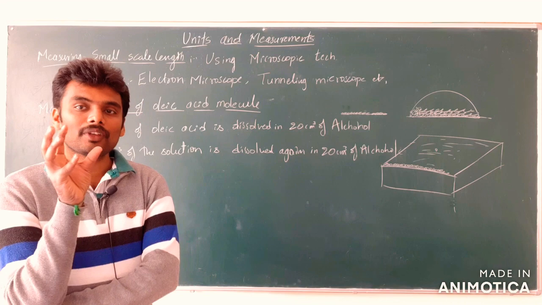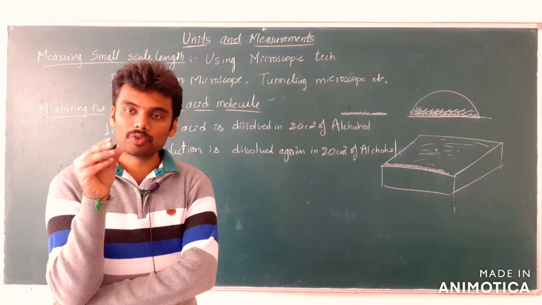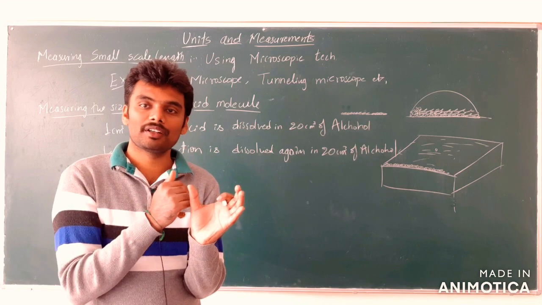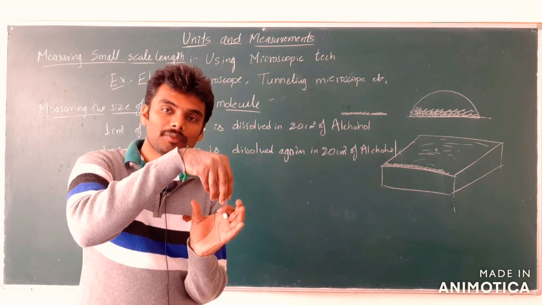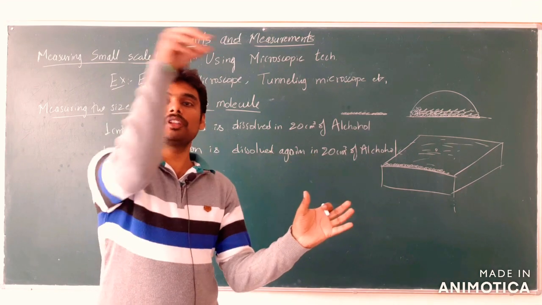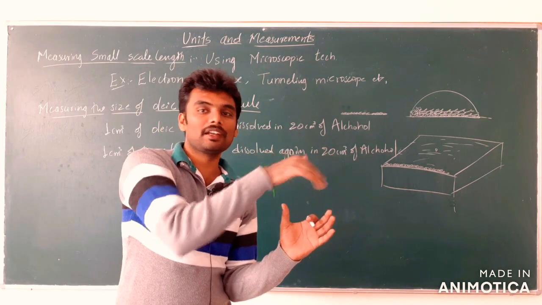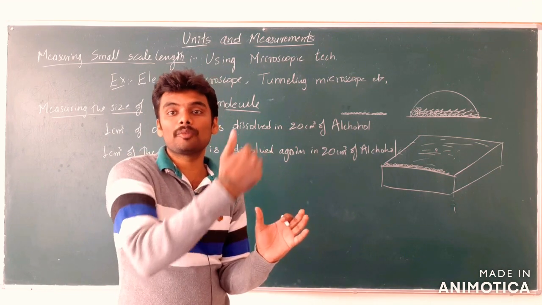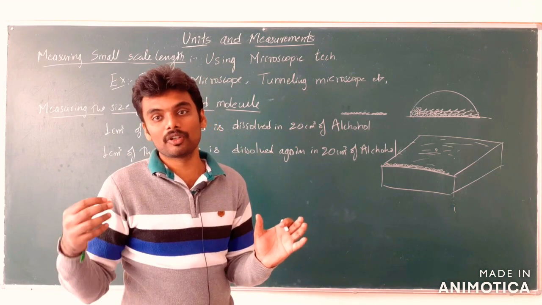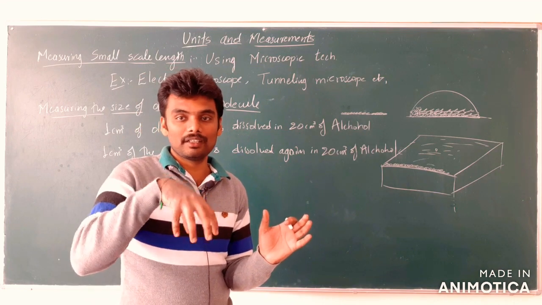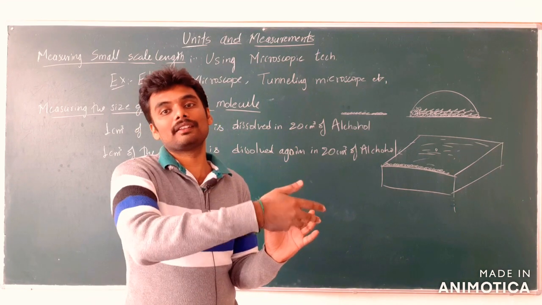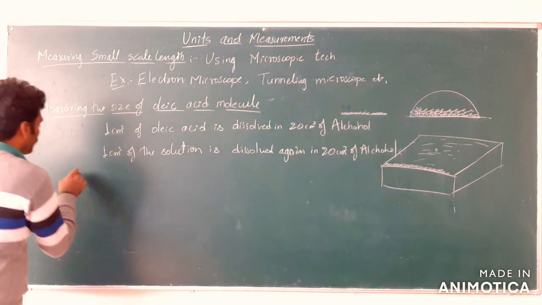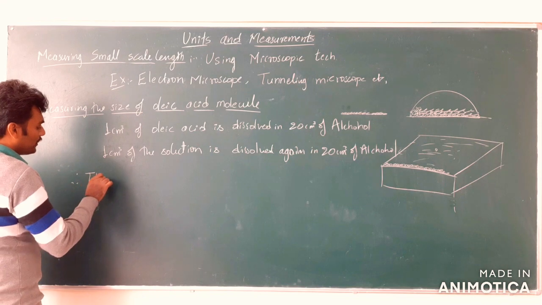So, what we are doing is we are reducing the concentration. First, we put 1 centimeter cube into 20 centimeter cube of alcohol and dissolved it. Then we took 1 centimeter cube of this solution and put that into 20 centimeter cube of alcohol and again dissolved it. So the concentration of oleic acid reduced to 1 by 400 times, right, because it is 1 by 20 here in this solution, and in the second solution it is 1 by 20 into 20.